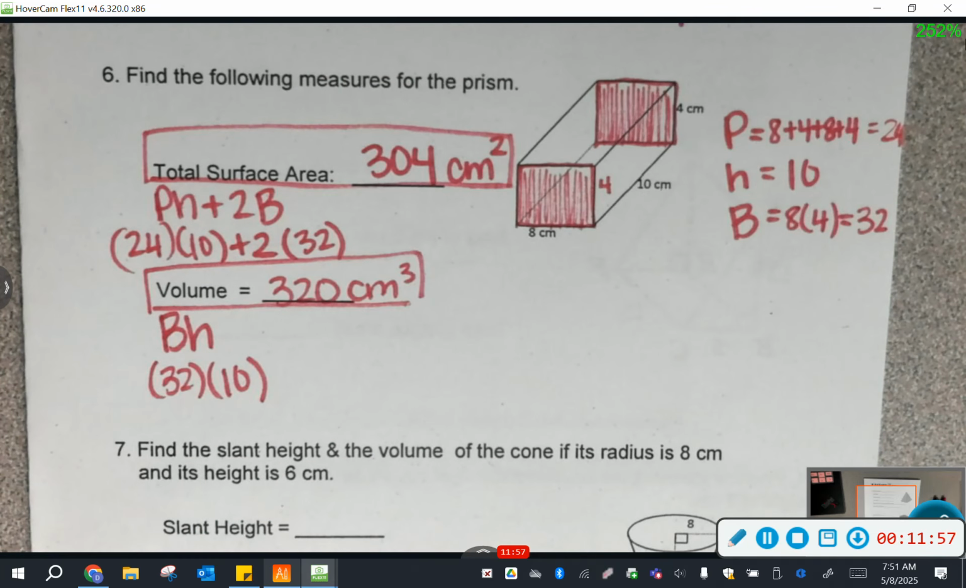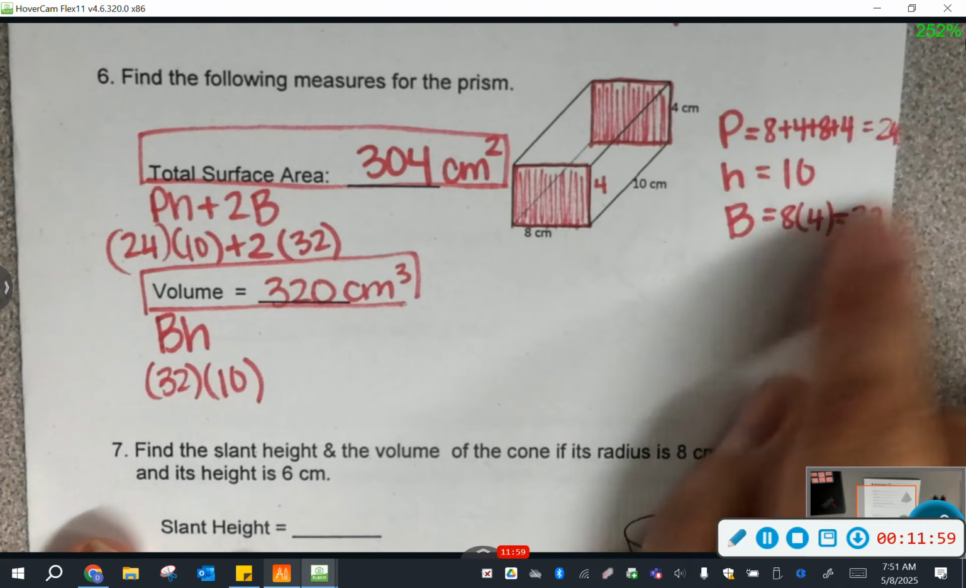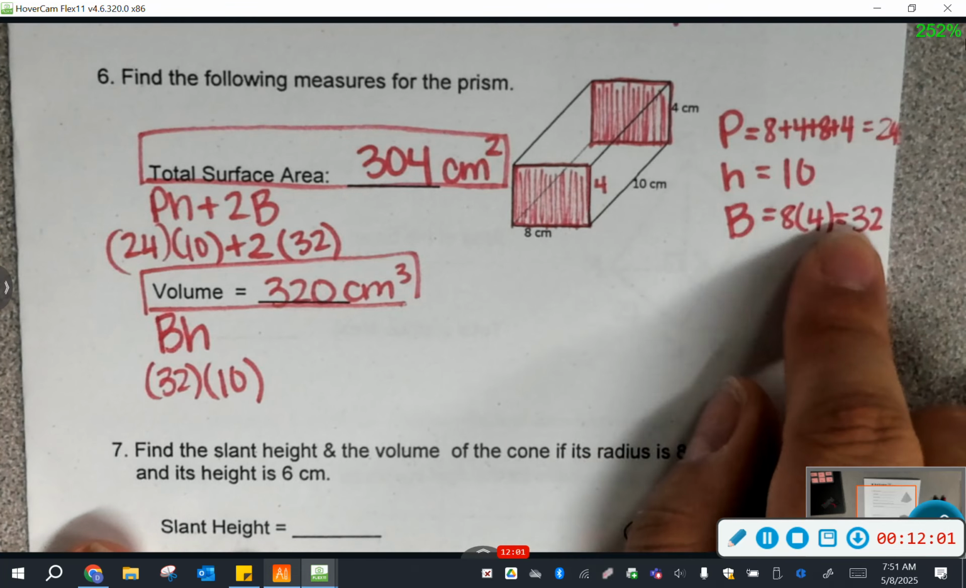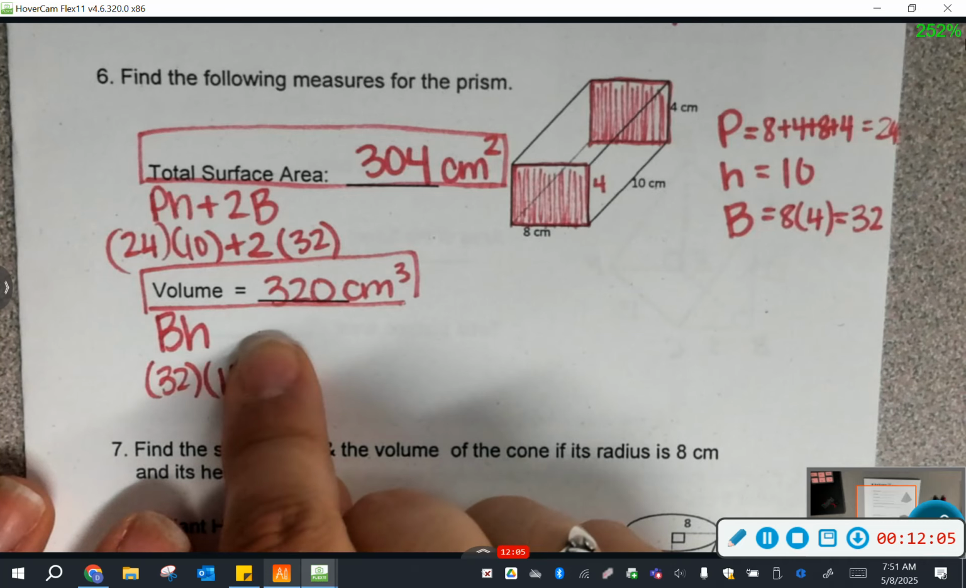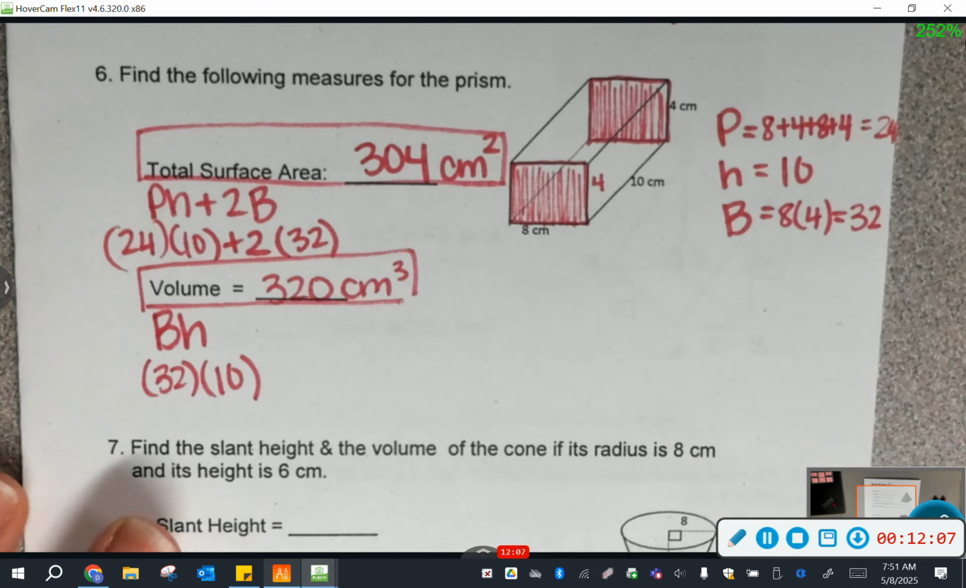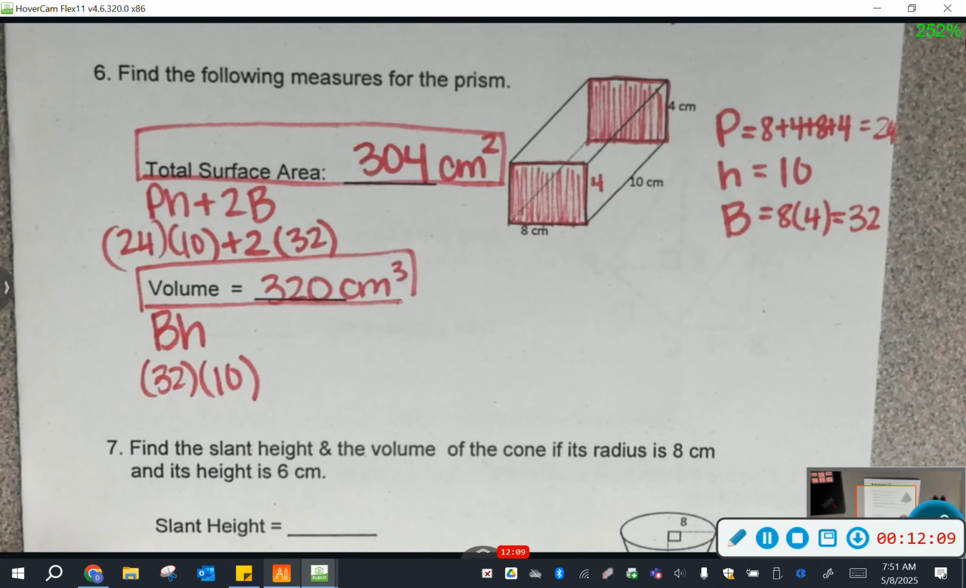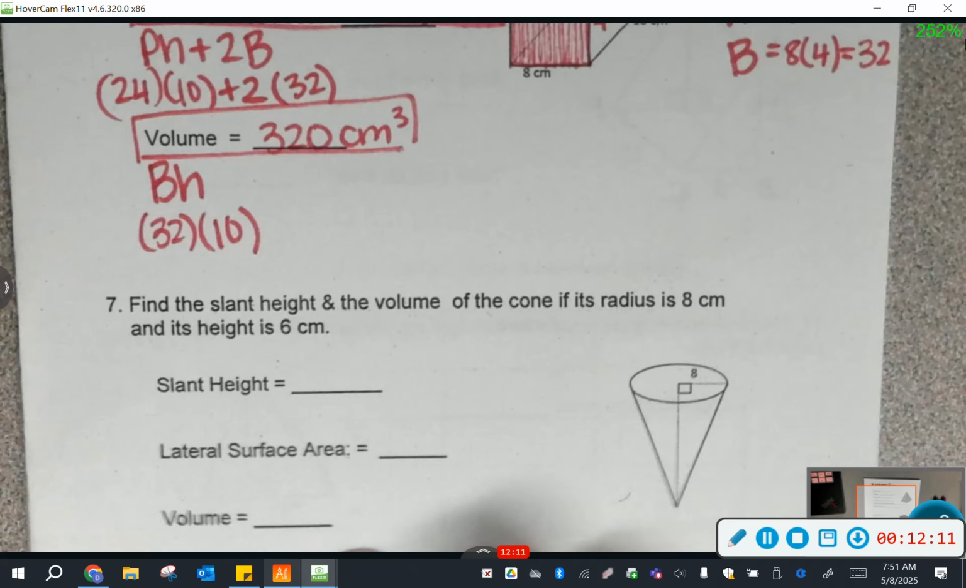This is one of those things, remember what I told you. The hardest part is figuring this out right here: the perimeter and the base. Everything else you're just plugging into a formula, but you have to find P and B first. Yep. Samantha, Leslie, y'all with me?